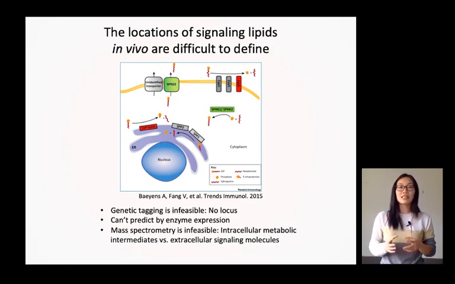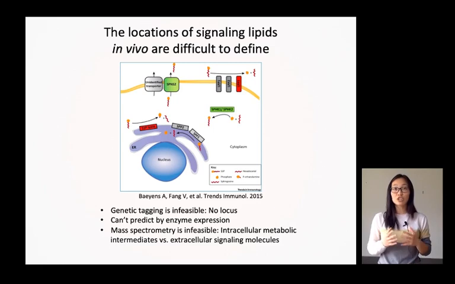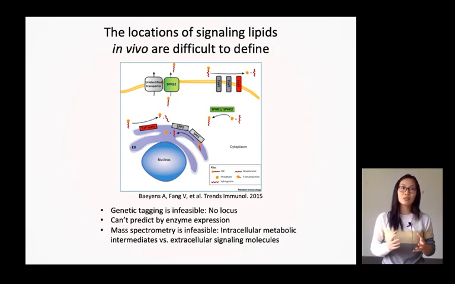shown on this slide is a busy illustration just to show you that there are so many enzymes involved in the production, the degradation, and transport of lipids like S1P that you can't possibly predict S1P levels simply by enzyme expression levels. And finally, mass spec is infeasible since many of the lipids we're interested in are made intracellularly by all cells, but we're actually interested in the extracellular signaling fraction that can act as a chemoattractant.